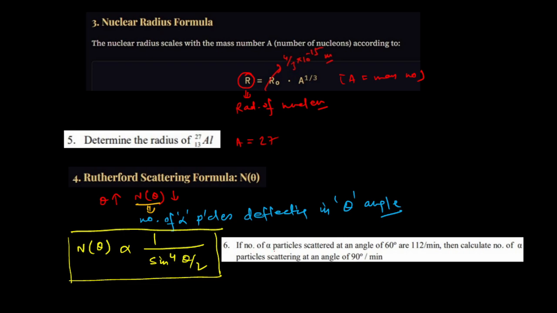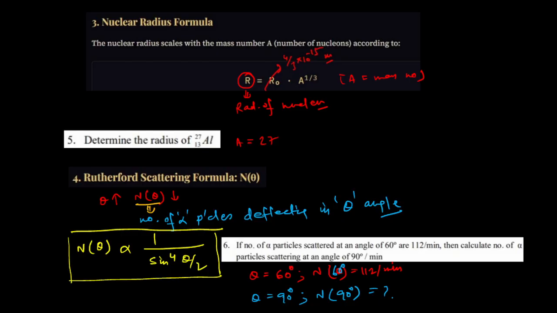The question is, if the number of alpha particles scattered at an angle of 60 degrees is 112 per minute, that means when theta is 60 degrees, N theta is 112 per minute, right? Yes. You have to find the number of alpha particles scattering at an angle of 90 degrees. So when theta is equal to 90 degrees, you have to find N90, given N60. That is what you need to find, right?